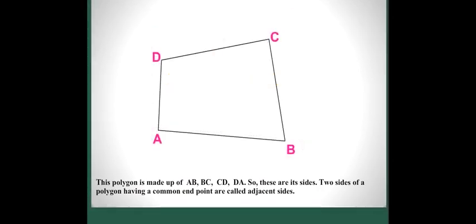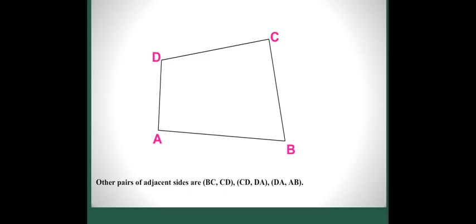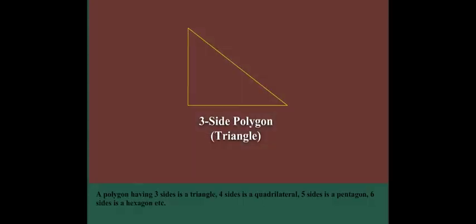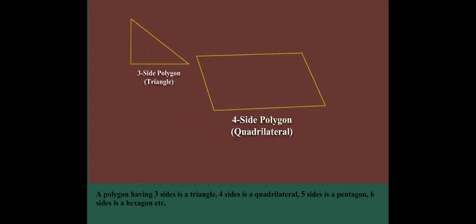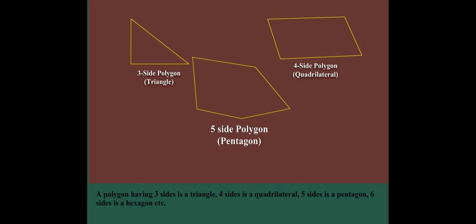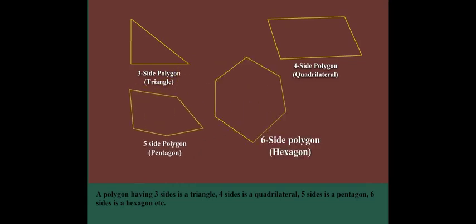Two sides of a polygon having a common end point are called adjacent sides. Other pairs of adjacent sides are BC-CD, CD-DA, DA and AB. We use special names for polygons based on the number of sides they have. A polygon having 3 sides is a triangle, 4 sides is a quadrilateral, 5 sides is a pentagon, 6 sides is a hexagon, etc.